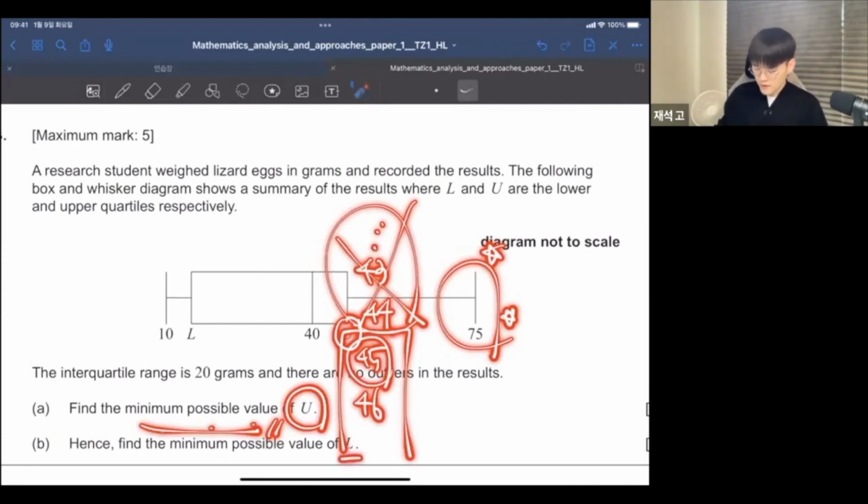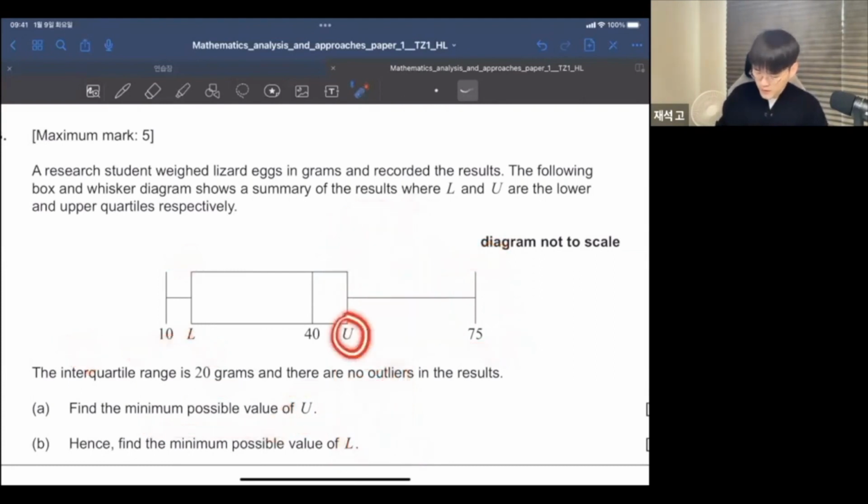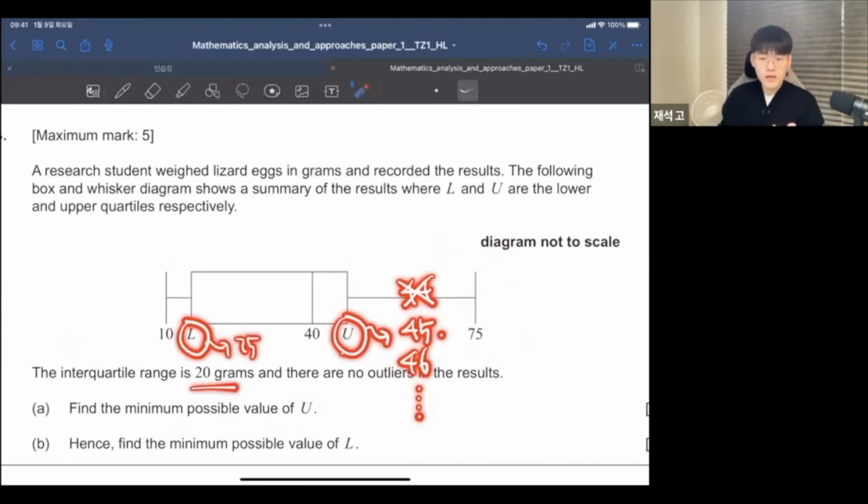So how do we find L again? When you think about it, in the problem, the IQR is fixed, right? So if U is determined, then L is also determined. Already this one is 20, right? So if U is 45, then L is 25, right? When U is 45 and then 46, if you think about L at that time, if U is 45, then L is 25 because the IQR is fixed at 20.